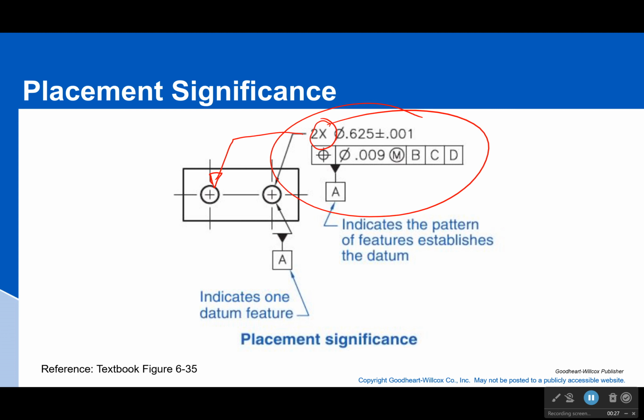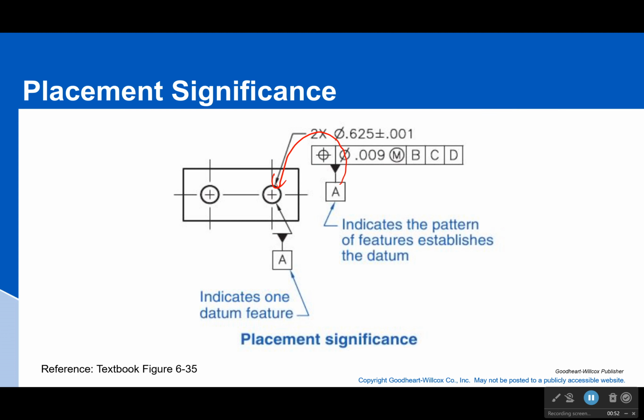Now, we don't show 2 arrows there, but it's understood that it's applying to both holes. If I wanted to, I could have done 2 separate feature control frames and just duplicate everything, but this is faster. But then we apply a datum feature symbol to this. So you might initially think, okay, I'm applying a datum feature symbol to this, and I follow the arrow. That guy, that's the datum feature.